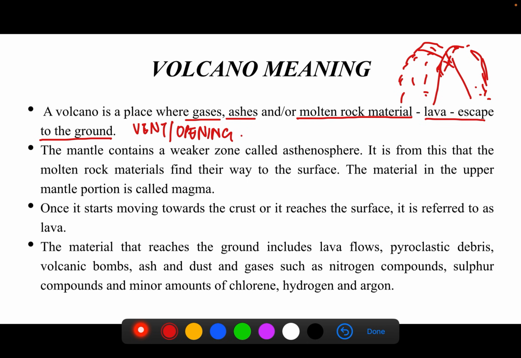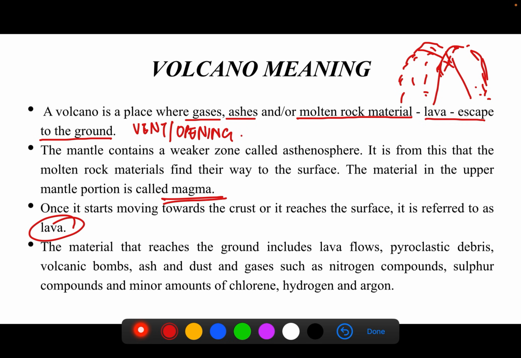So the mantle contains a weaker zone which is called the asthenosphere. We have already seen what an asthenosphere is. It is from this that the molten rock material finds its way to the surface. We have seen that the asthenosphere has a jelly-like structure. This is the source of the lava that is coming out of the volcano. The material in the upper mantle portion is called magma. And when it comes out, it is called lava. Most people do not understand the difference between magma and lava.